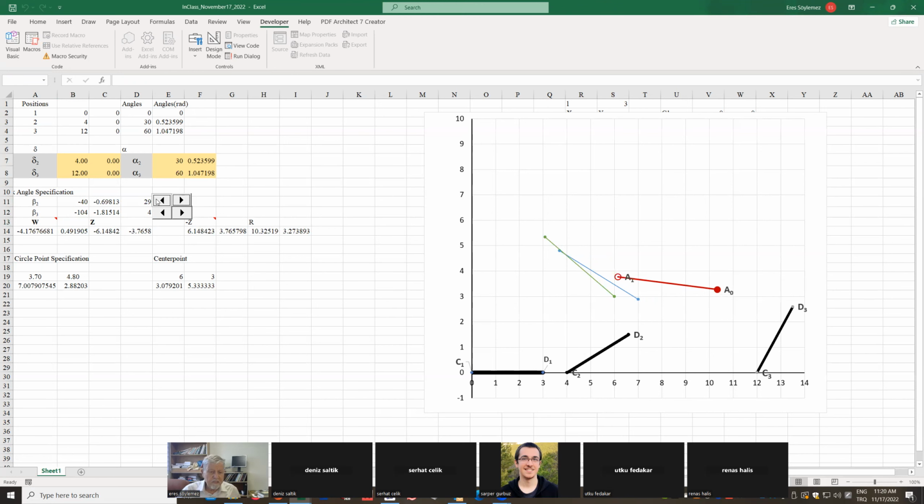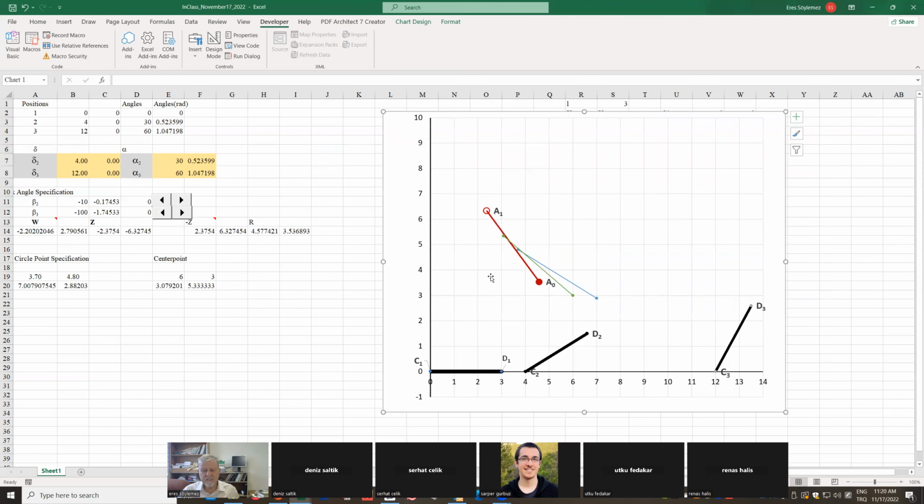As you can see, I'm obtaining different solutions. Do you agree? You can do the same thing for these values as well, okay? So you can very easily trace different solutions. Any questions, please?